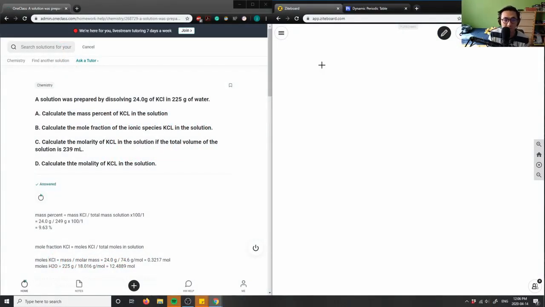So this here says a solution was prepared by dissolving 24.0 grams of potassium chloride, KCl, in 225 grams of water. Calculate the mass percentage of KCl. So let's do A first. This is A, right? So this is a 4-part question. So it says here, what is the mass percent of KCl?